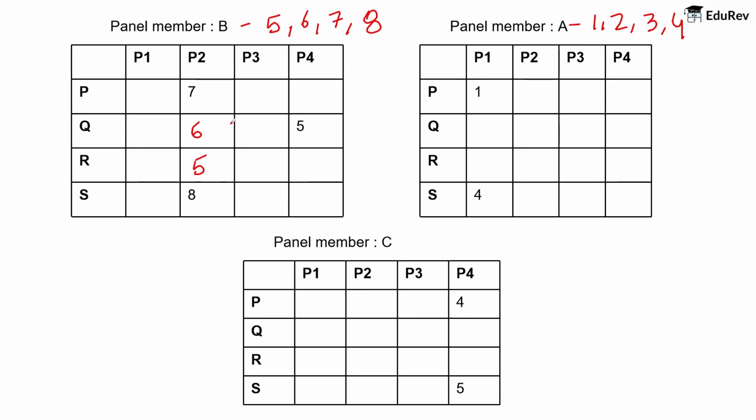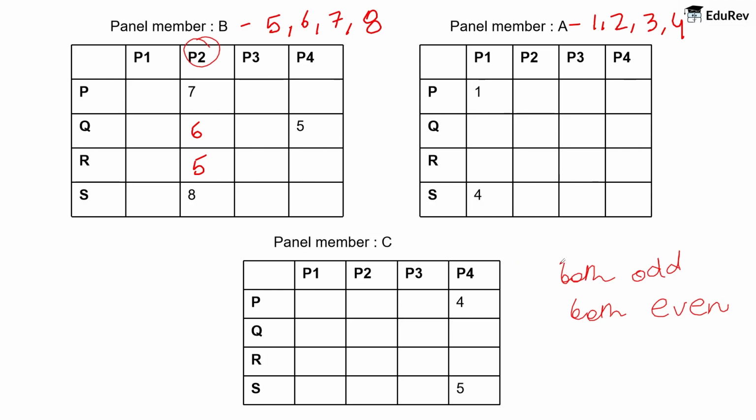So till now we have figured out the scores received by all the candidates P, Q, R and S given by panel member B in parameter 2. Also we have an important piece of information that the condition imposed on both A and B is that their scores can be both odd at a time or both even at a time. They can't be odd and even. So they either have to be both odd or both even.